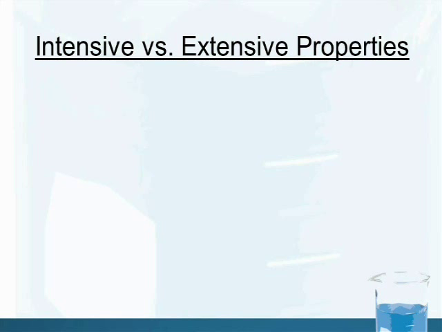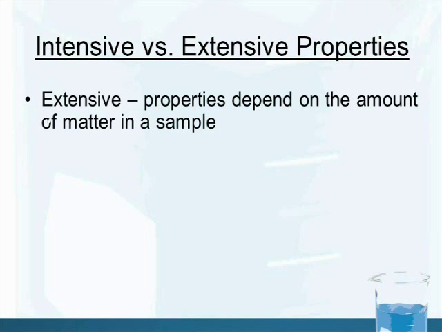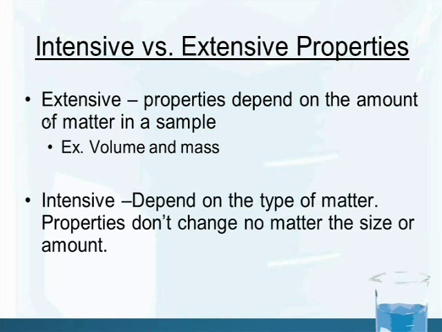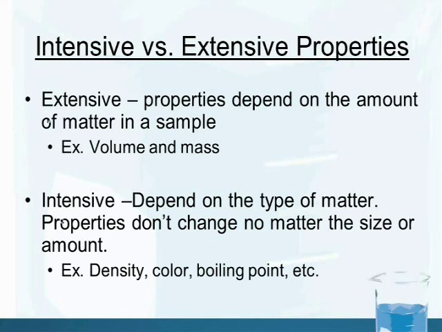Now let's first look at intensive versus extensive properties so we can better understand properties of matter. Extensive properties will depend on the amount of matter in a sample. So if you have volume and mass, those are examples of extensive properties. Intensive properties will depend on the type of matter. Properties don't change no matter the size or the amount. So examples of intensive properties would be density, color, boiling point, etc.